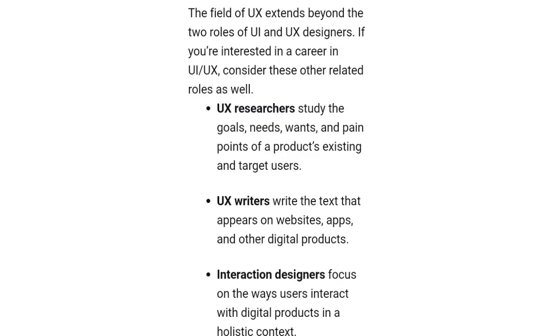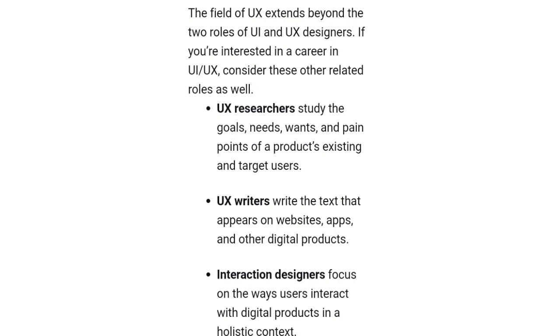Now, there are other experience roles that I want to share with you. The field of UX extends beyond the two roles of UI and UX designers. If you are interested in a career in UI, UX, or UI and UX, you have to consider these related roles. So UX researchers study the goals, needs, wants, and pain points of a product's existing and target users.